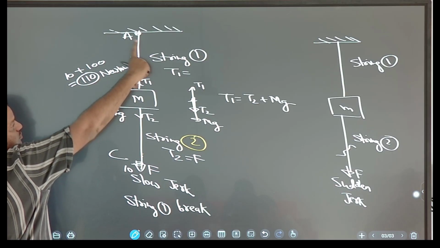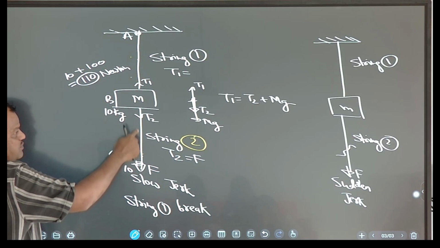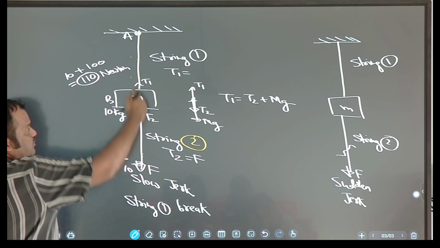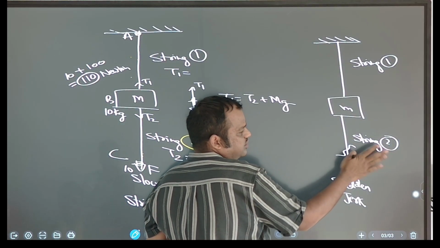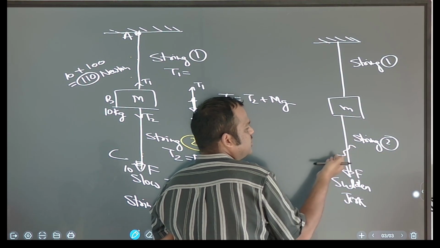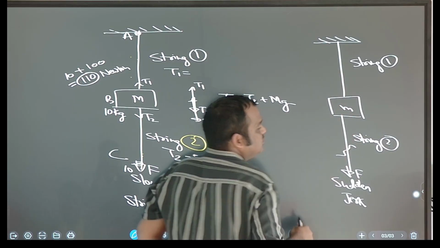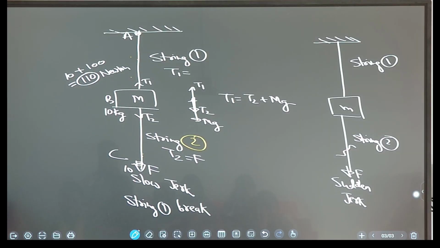Because tension is passed. With a sudden pull there is no time to pass tension, because the string breaks. Suddenly you are pulling, so the string will break. No time to pass tension. Are you getting it?